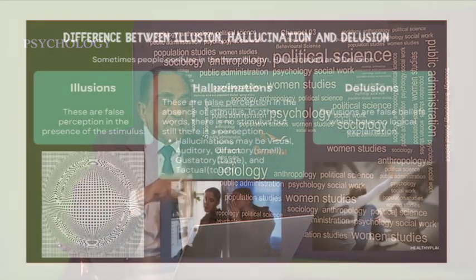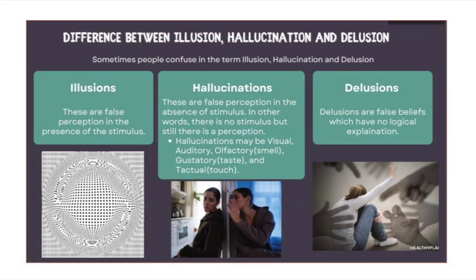So false perception in the presence of a stimulus is illusion. False perception in the absence of a stimulus is hallucination. In other words, there is no stimulus, but still there is a perception. Hallucination may be, now you have 5 sense organs, 5 sensations.